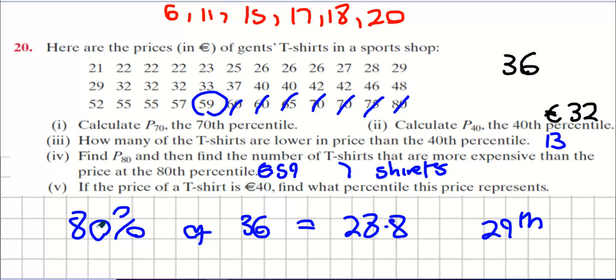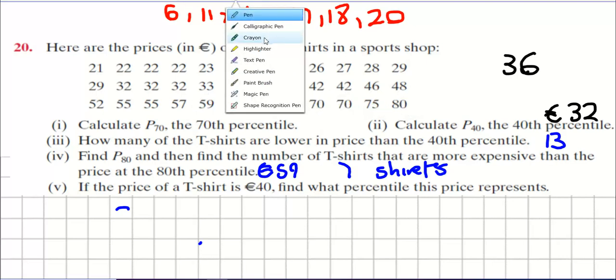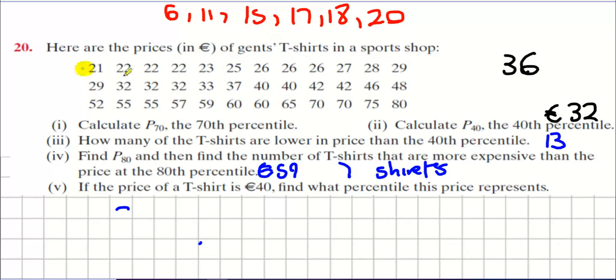If the price of a new t-shirt is 40 quid, what percentile does this price represent? Okay. How many prices are below 40 in the list here? 18. 18 of them are below 40. Do you see the ones in yellow? 18 of them are below 40. So 18 out of your 36 are below €40.